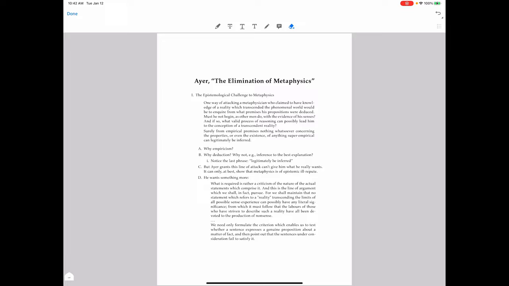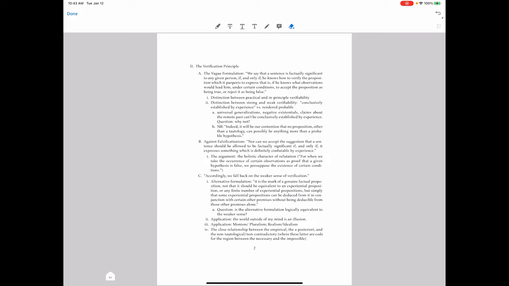So how are we going to do this? How are we going to show this? Well, we're going to take a look at the actual statements that are being made, in order to throw them all in the garbage heap. We need only formulate the criterion which enables us to test whether a sentence says anything, whether it expresses a genuine proposition about a matter of fact, and then point out that the sentences of the metaphysicians don't do that. That's when he turns to the verification principle that I talked about earlier.